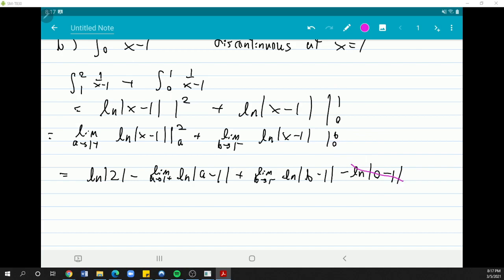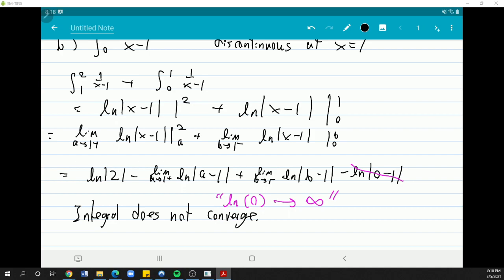That's fine. But neither of these limits exist. As a goes to 1 from the plus, this natural log goes to natural log of 0. Quote unquote natural log of 0 goes to negative infinity. So that's the reasoning for that. So therefore this integral does not converge. All right, so those are the two types of things that can happen. So be on the lookout for discontinuities if you have definite integrals.